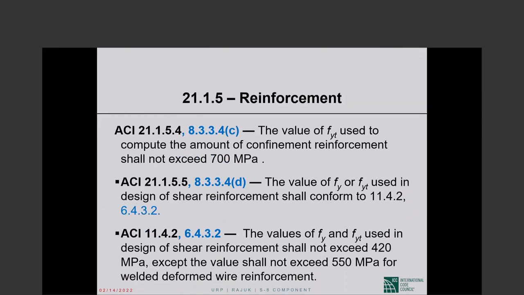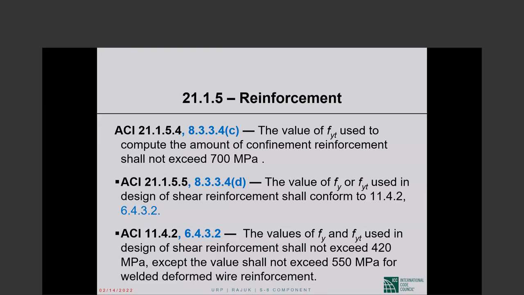Okay, then the value of f sub yt, this is now yield strength of transverse reinforcement, used to compute the amount of confinement reinforcement. So when transverse reinforcement is used for confinement of the concrete, its strength can be up to 100 ksi, 700 MPa. It shall not exceed 700 MPa.